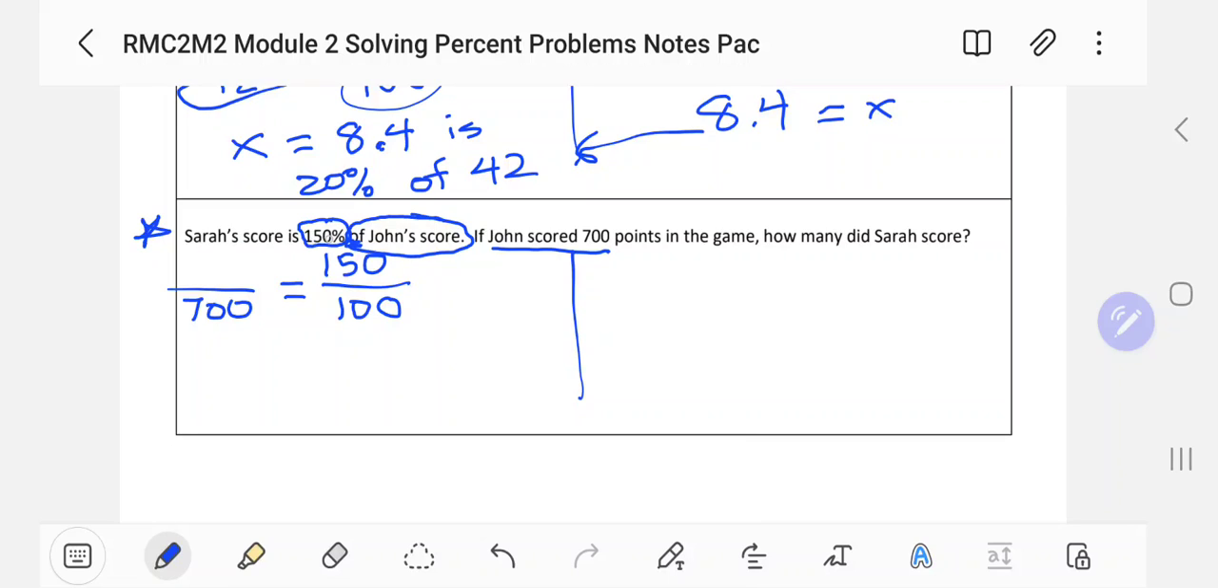Sarah's score is 150%. See how it says is 150%? It's like saying you have to line those two up because they're talking about the same thing, right? Sarah's score is 150. So the X for Sarah has to be across from the 150. Now, you know how to solve this: cross multiply, and then divide by that. And that comes to 1050. Go Sarah, go Sarah. Winning games, scoring points. Go Sarah.